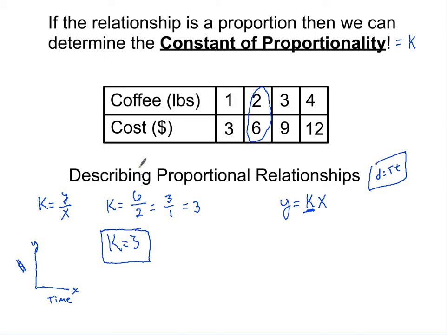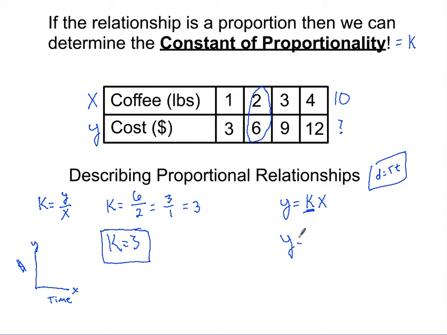Back up for a second. This is the Y value because it goes on top. This is the X value. Okay, let me do that again. So if we wanted to buy 10 pounds of coffee, 10 would go here for the X, and the Y, we don't know what the Y is. Okay, but we can figure it out real easy here.